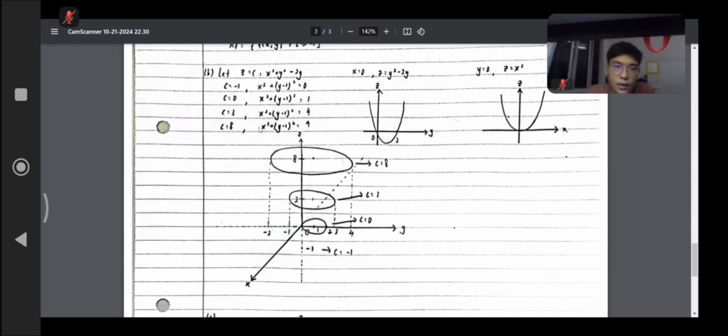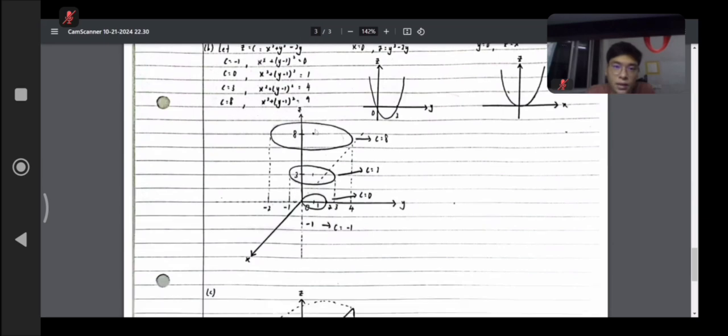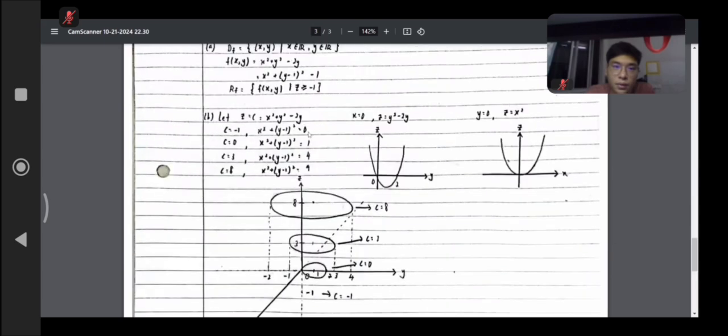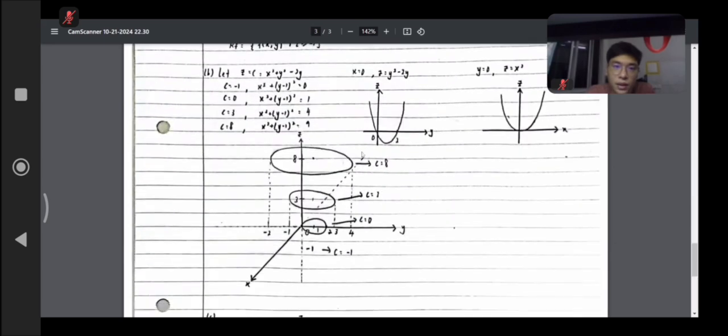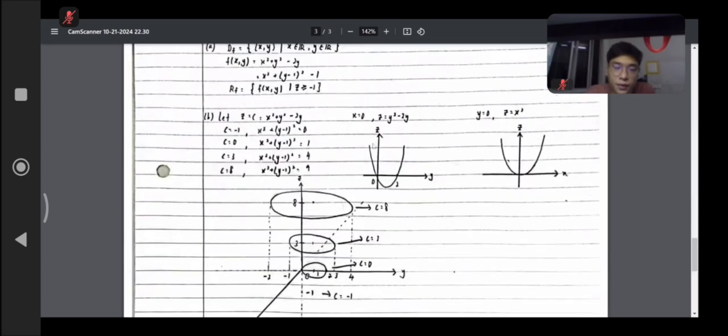When c equal to 8, the radius of the circle will become 3. First we should know the shape of the drawing. So first we let x equal to 0. It will become the equation z equal to y squared minus 2y. So the shape of the graph will become like this. And also we let y equal to 0. It will become z equal to x squared. The shape will become like this.